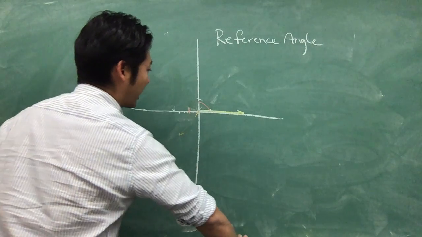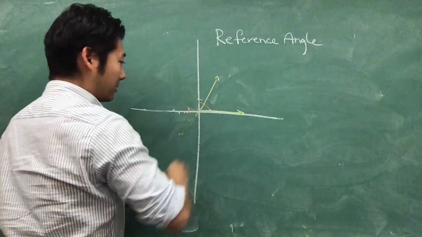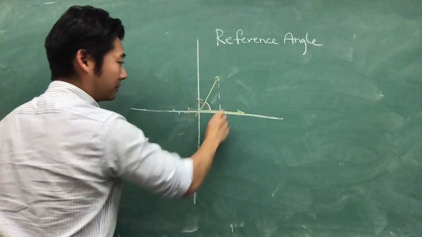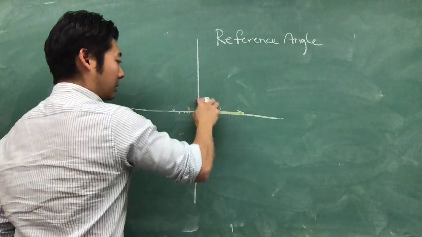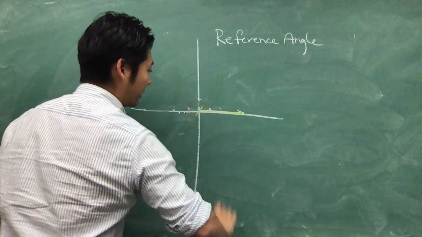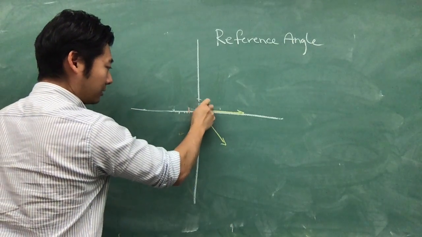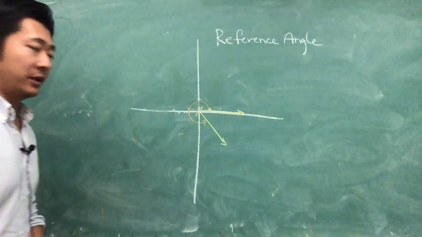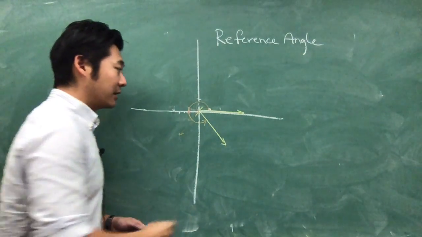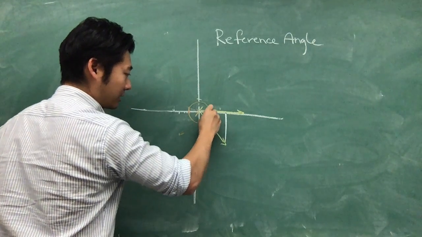If your terminal side is in the first quadrant, then your reference angle is just your angle. If your terminal side happens to lie in the fourth quadrant, so that your angle is at least 270 degrees, more than that, then your reference angle is the angle formed by this triangle over here.